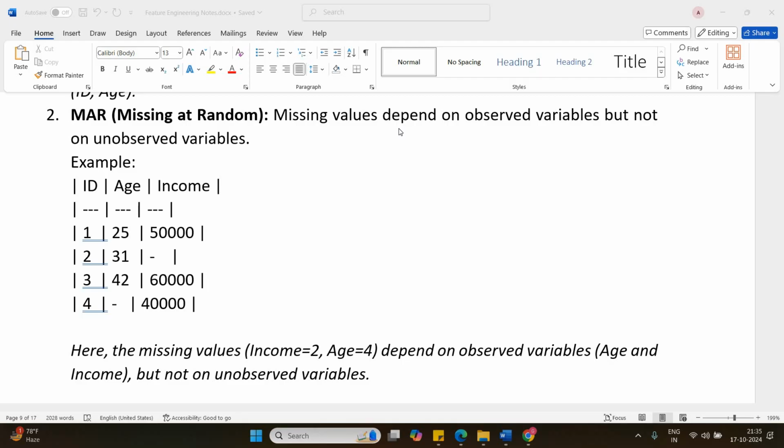Like you can find that if the value in this column is missing, then only the value in the other column is missing. If the value in a particular column is below a certain threshold, then only the value in the other column is missing. Some kind of pattern you will be able to identify. And that pattern will be indicating only observed variables, not the unobserved or latent variables. It will all be dependent on the observed variable.